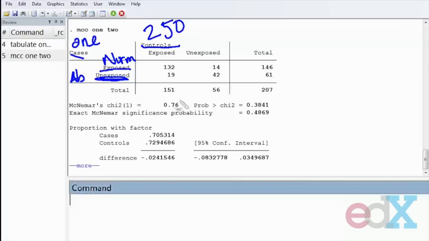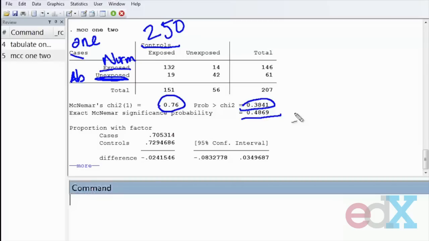As we can see from this, our test statistic is 0.76, and under the null, it's distributed as a chi-squared with 1 degree of freedom. Our p-value that we get is 0.3841. Now, McNemar's test is based on the binomial distribution, and there's also an exact version of McNemar's test. This gives you a p-value of 0.4869, and this was actually the p-value reported in the paper. Since our p-value is greater than 0.05, we fail to reject the null hypothesis.